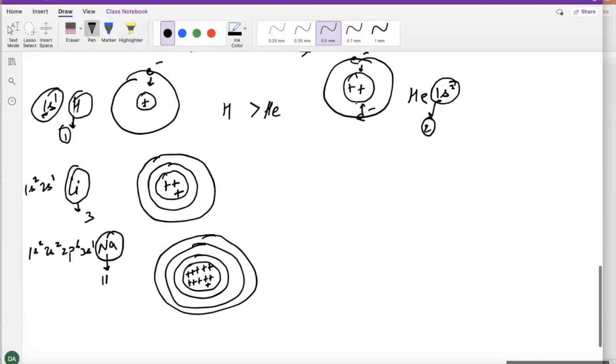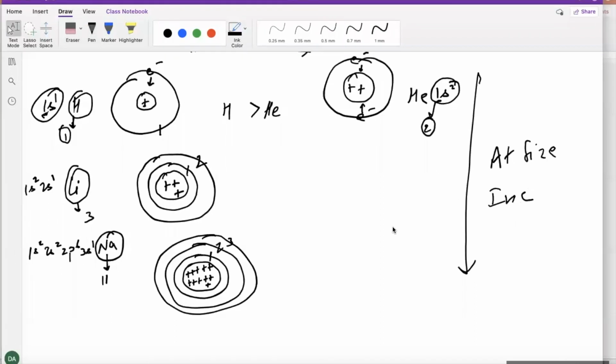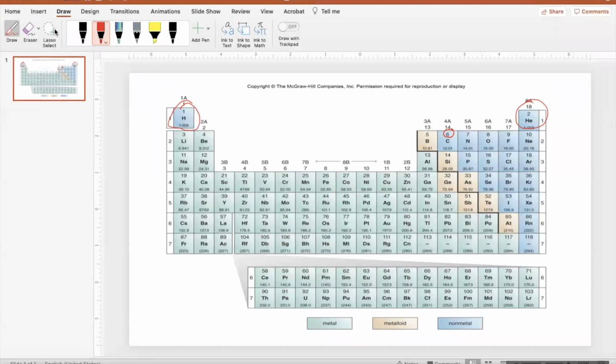You're not comparing apples to apples. Hydrogen, helium is an apples to apples comparison. Hydrogen to sodium is not, because hydrogen has only 1 shell, lithium has 2 shells, and sodium has 3 shells. So of course, if you have more shells, that atom is going to be bigger. Okay, so as you go down on the periodic table, atomic size increases.